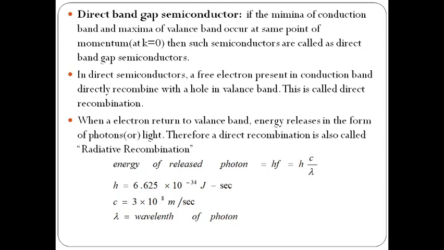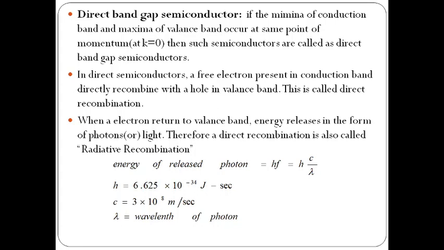First we will discuss the direct band gap semiconductors. If the minima of the conduction band and maxima of the valency band occur at the same point of momentum, then such kind of semiconductors are called direct band gap semiconductors. In direct band gap semiconductors, a free electron present in the conduction band directly recombines with the hole in the valency band. This is called direct recombination.